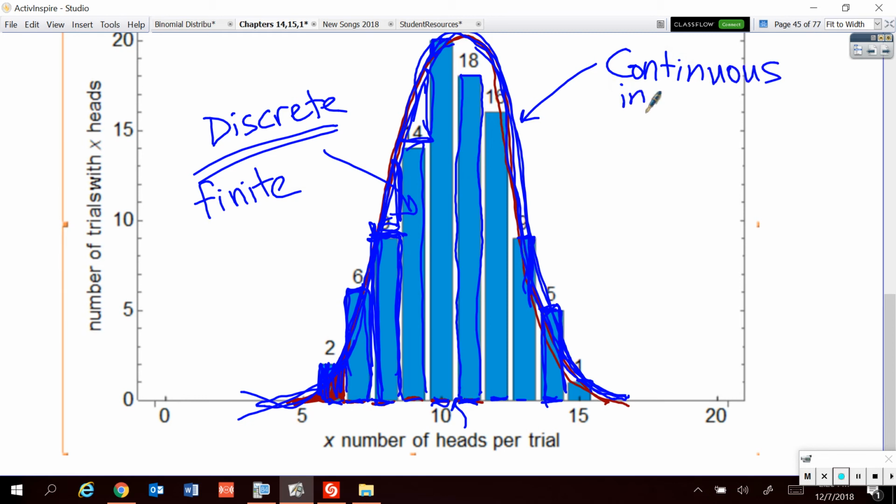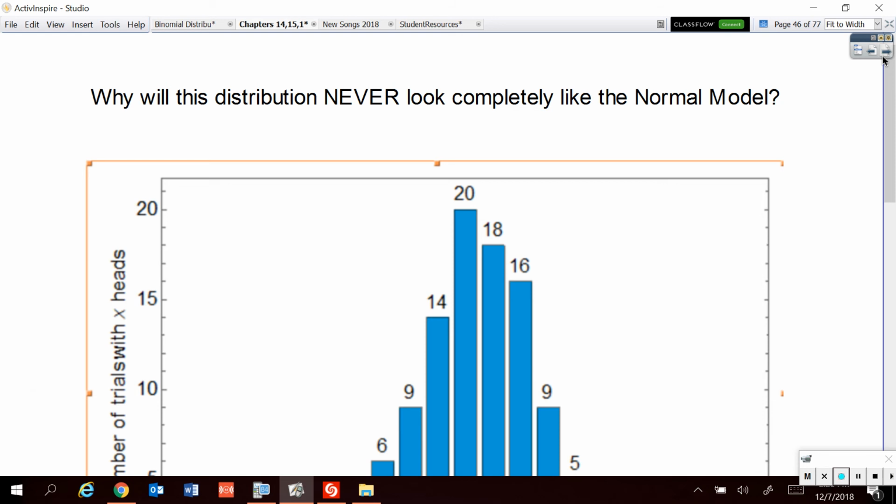Continuous, because you can have infinite possibilities. You could have a number like 11.33467, or 11.67839, or even smaller. You can have infinite possible outcomes on the normal model, but there's only a finite amount on this binomial distribution. So that's the key. That takes us to our notes on page 40.